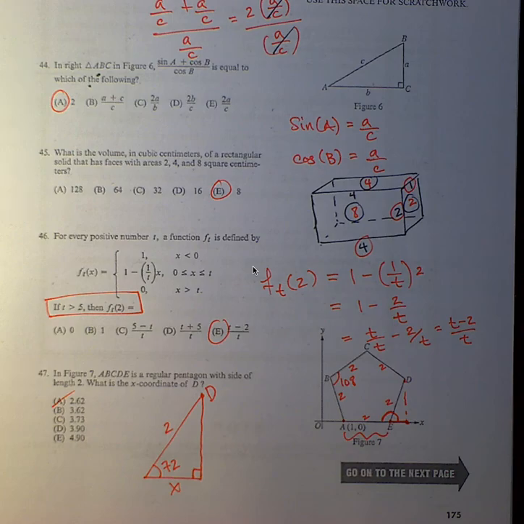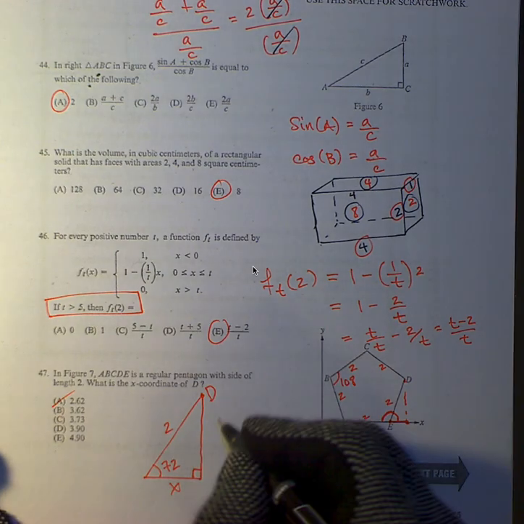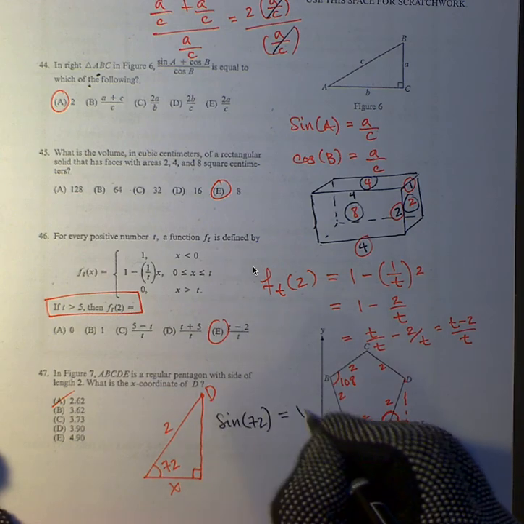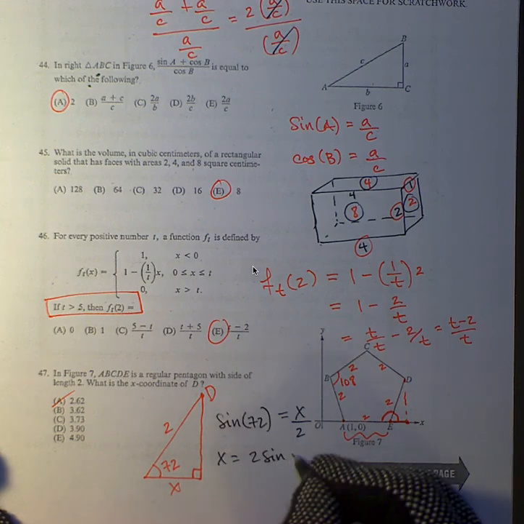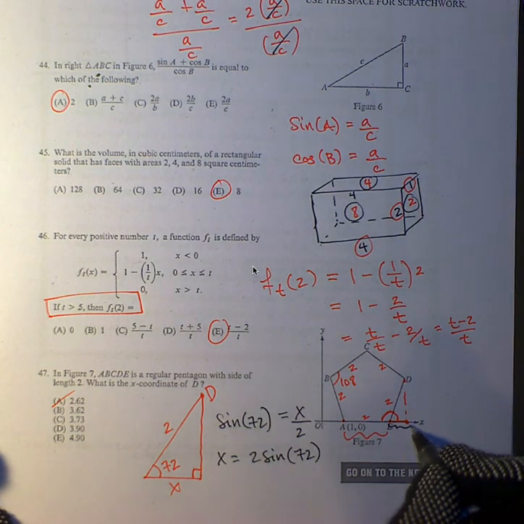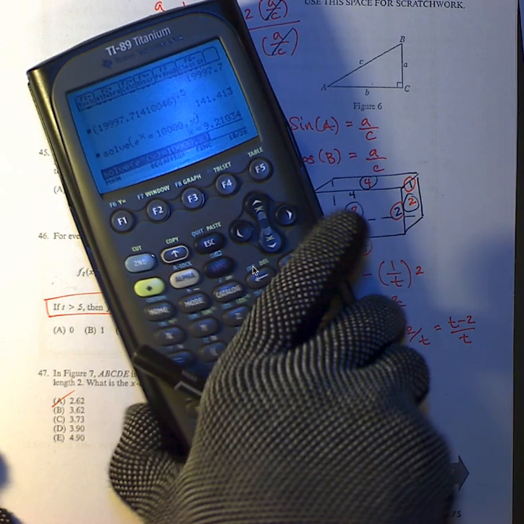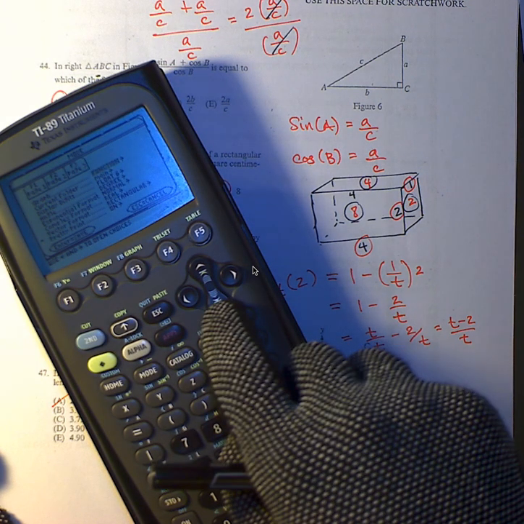I think I've got everything I need to write something about sine of 72. So I could write sine of 72 is equal to x over 2, meaning x is equal to 2 times sine of 72. So I can find x this way, and remember x is this little bit, and then I could add it on to 3 and I'm done. So, what is 2 sine 72? Let's make sure we're still in degree mode. You see how paranoid I am?